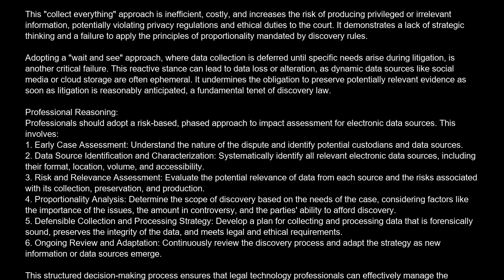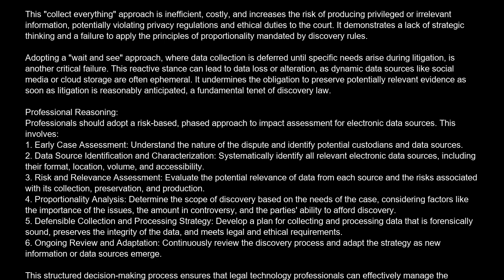Adopting a wait-and-see approach, where data collection is deferred until specific needs arise during litigation, is another critical failure. This reactive stance can lead to data loss or alteration, as dynamic data sources like social media or cloud storage are often ephemeral. It undermines the obligation to preserve potentially relevant evidence as soon as litigation is reasonably anticipated, a fundamental tenet of discovery law.